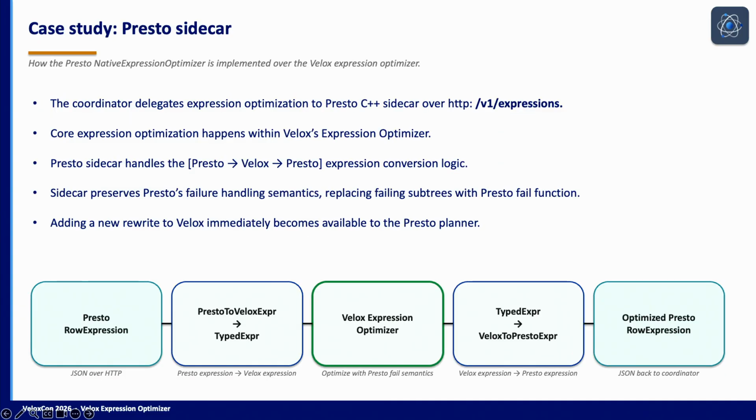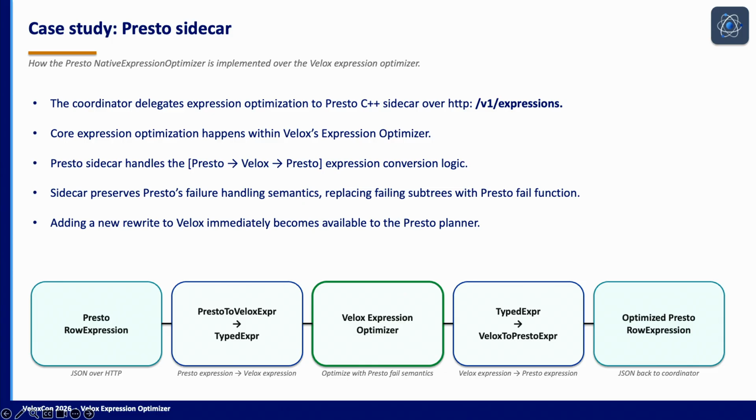Okay, finally, let's go back to the case study with the Presto sidecar that we looked at in the motivation section. And take a look at how the Presto native expression optimizer is implemented in the Presto sidecar. So first, the coordinator is going to delegate expression optimization to Presto C++ during the planning stage, and it will send over a list of Presto row expressions serialized as JSON over HTTP along this V1 expressions endpoint that we added. And the core expression optimization logic resides within Velox's expression optimizer.